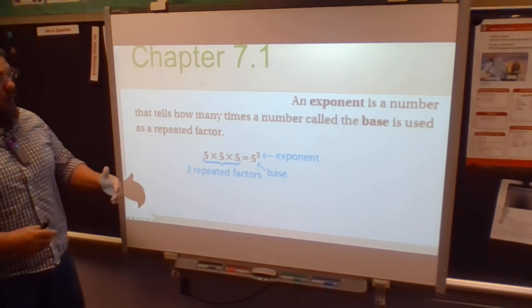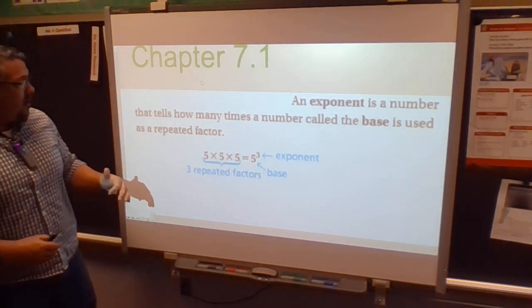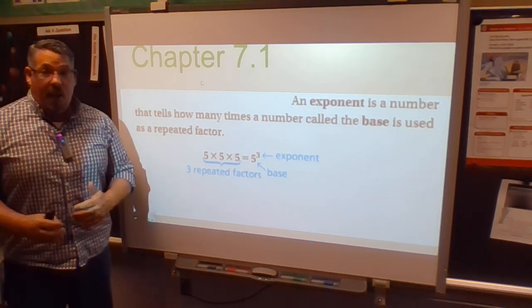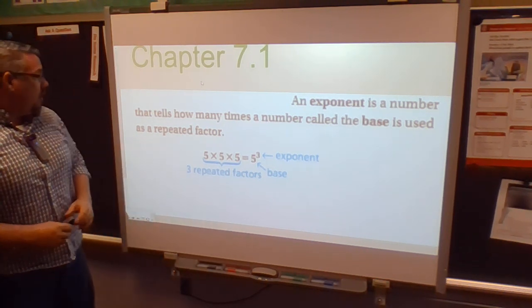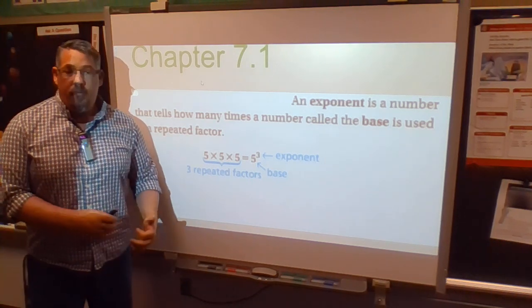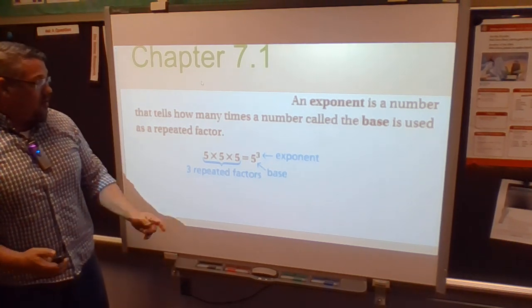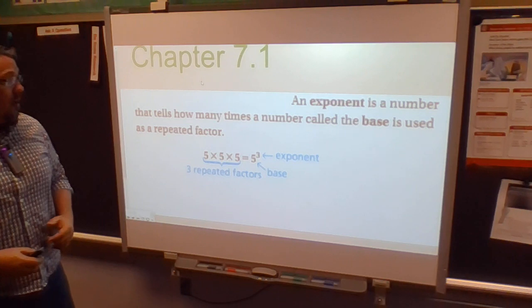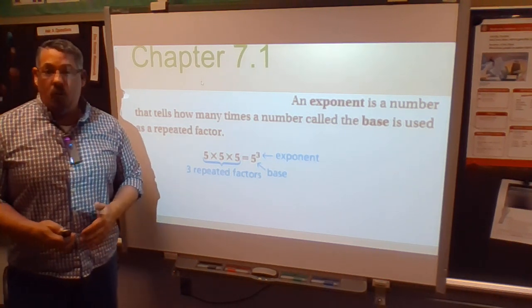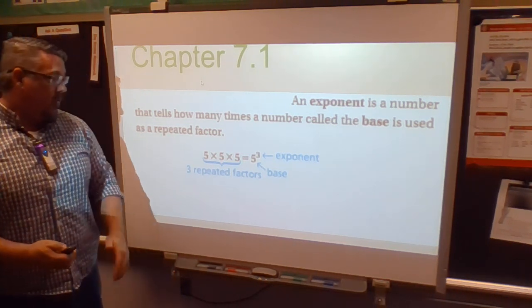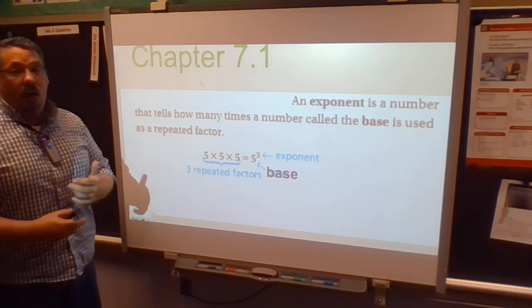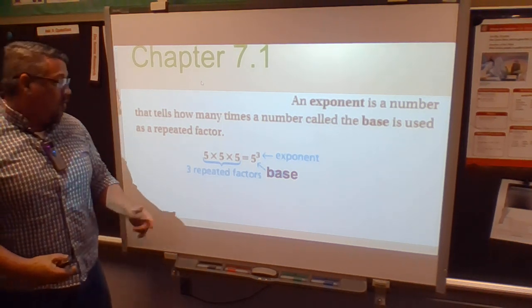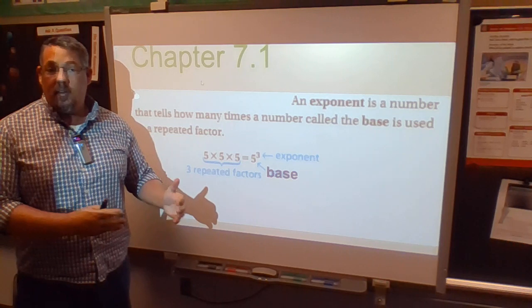When we talk about exponents, it says an exponent is a number that tells how many times a number called the base is used as a repeated factor. So when we have the base, the 5 in this case is the base. It's the main number that we're going to use and we're going to stick with. The exponent then does the repeating. It's going to be multiplied by itself so many times.